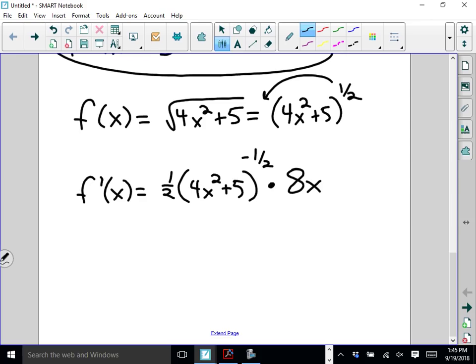Now this is right. This is our answer to our derivative here, but I'm going to write it in a more friendly way to look at it. Now I see that I have 4x squared plus 5 to the negative half power. I'm going to want to put that in the denominator. And I already have something in the denominator, the 2. So the 2 from my half and the 4x squared plus 5 to the negative half, I'm going to move them and put them on the bottom.